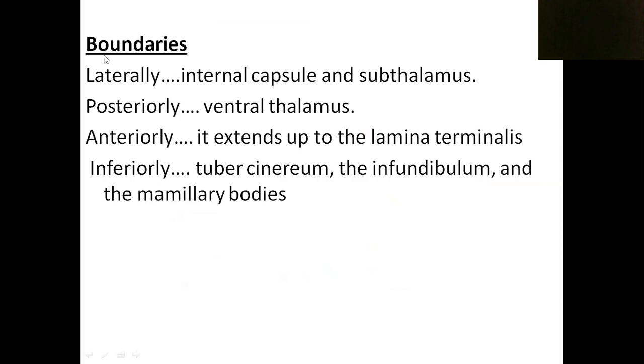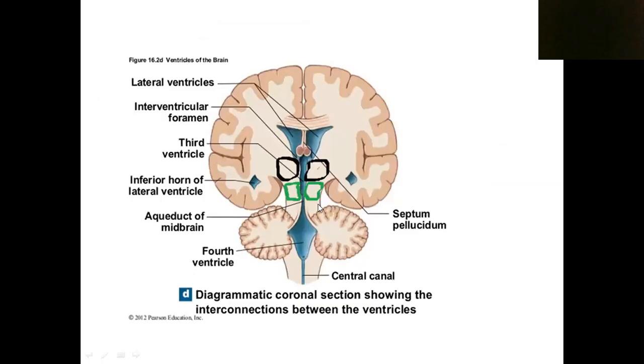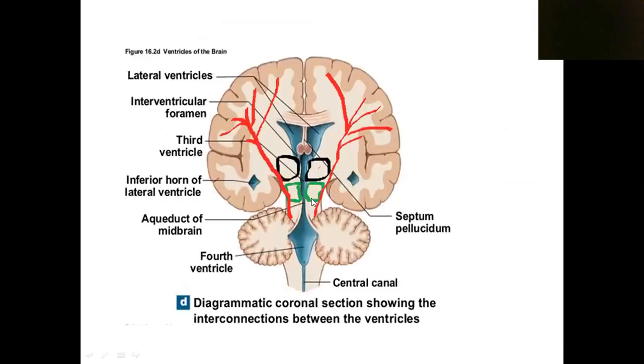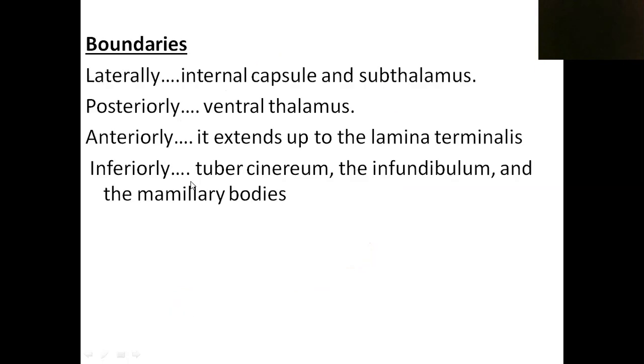Now we are going to see the boundaries or some relations. Laterally, it is related to the internal capsule. How is it related to the internal capsule? See here, this red line represents the internal capsule. I already told you about the lateral relation of the thalamus. The thalamus is laterally related to the internal capsule. Like that, the hypothalamus is also related to the internal capsule. So laterally the internal capsule, medially the third ventricle.